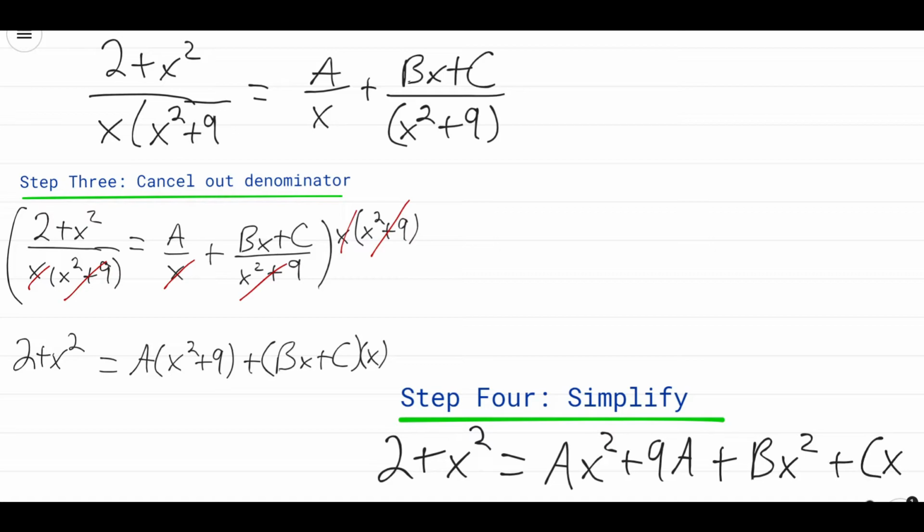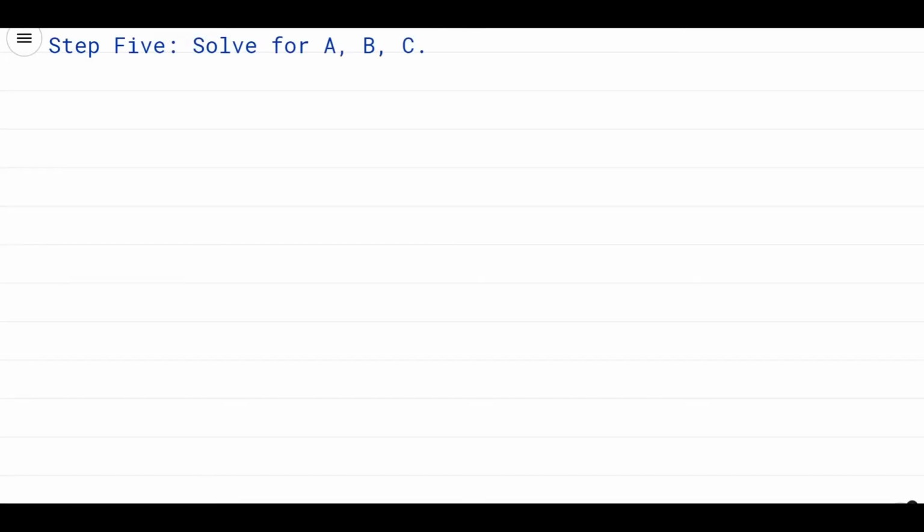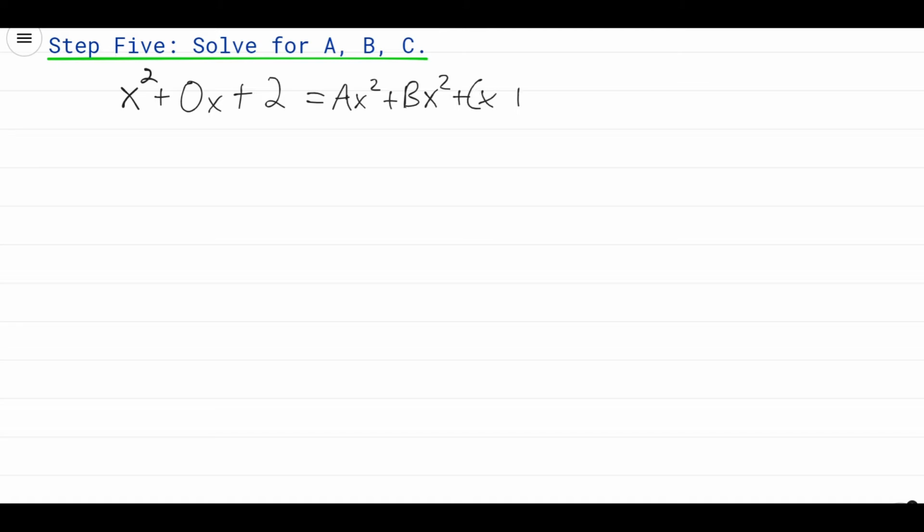So now that we have a one line of equation, what we're going to do now is try to solve for a, b, and c. So here's our linear equation, which is x squared plus 0x plus 2 equals ax squared plus bx squared, and I'm going to put these in descending order, plus cx plus 9a.